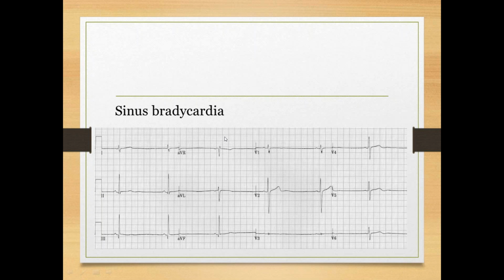Then you have sinus bradycardia. This is ECG of sinus bradycardia. So you can see here the P waves, then you have the QRS complex, and then you have a T. So if you calculate the heart rate, definitely it will be less than 50. So this is the ECG of sinus bradycardia. To say it is in sinus rhythm, you must see the P waves. The impulse is originating from the SA node.